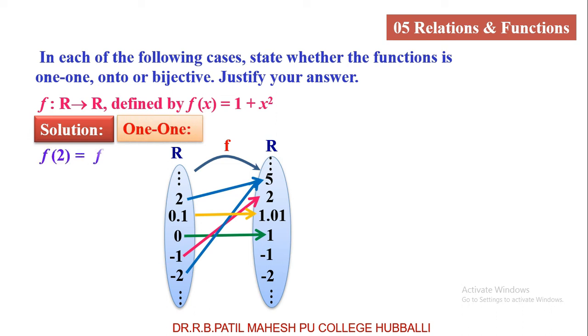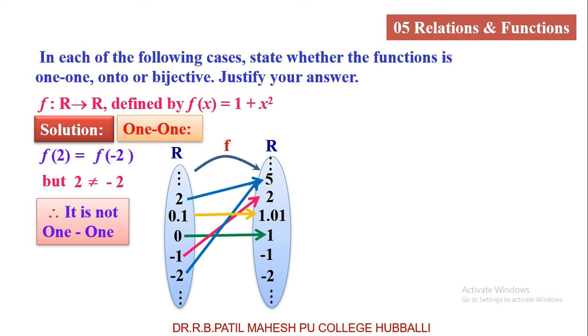f of 2 is equal to f of minus 2, but 2 is not equal to minus 2. That is what I explained just now. Hence, it is not a one-one function. Or f of a is equal to f of b for any a, b belonging to the domain.